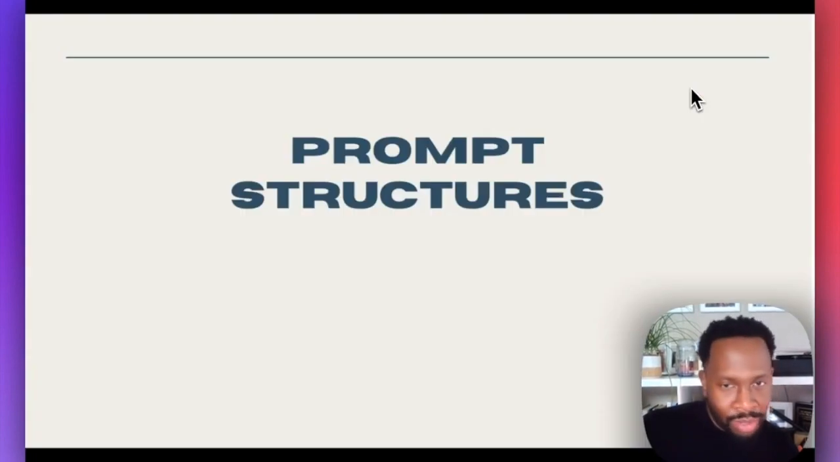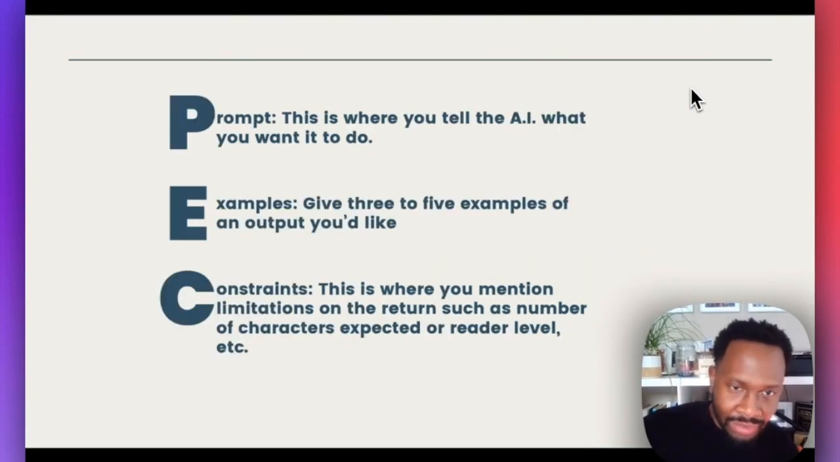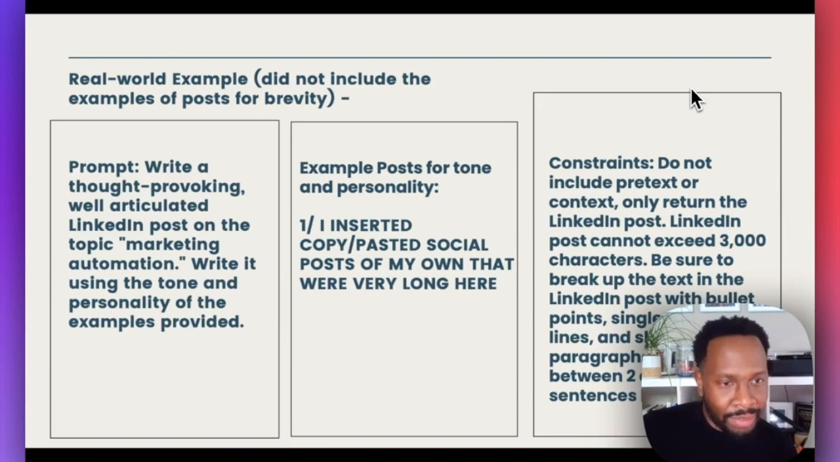So let's start talking about prompt structure. Prompts are simply the questions that you're going to ask ChatGPT, and it's going to produce a response based on your prompt or question. Again, we want to structure our prompts with our question first, our examples, and then what constraints we want to apply to ChatGPT.